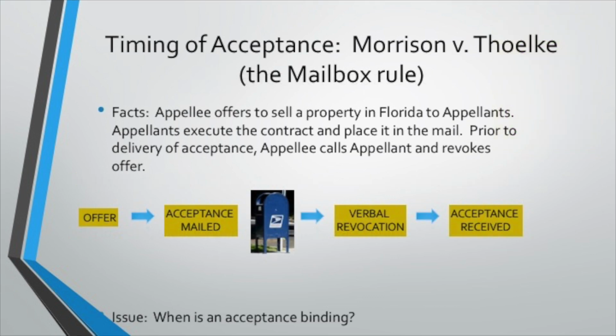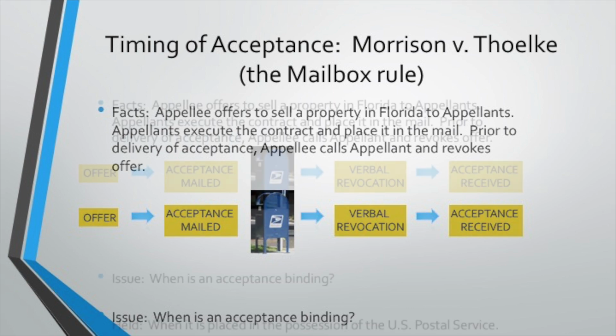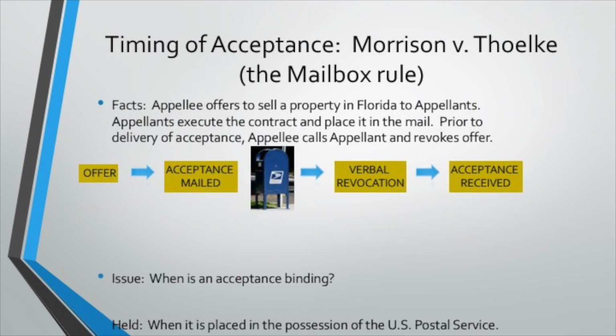Let's turn briefly to the mailbox rule. The mailbox rule deals with contracts that are formed over the mail, that is, through the U.S. Postal Service or some other service. In this case that you see on your screen, Morrison v. Thelke, we have one party located in Florida and another one located in Texas. An offer is made through the mail, and acceptance is also made through the mail. However, while the acceptance is in transit, the offeror telephones the offeree to revoke the offer.